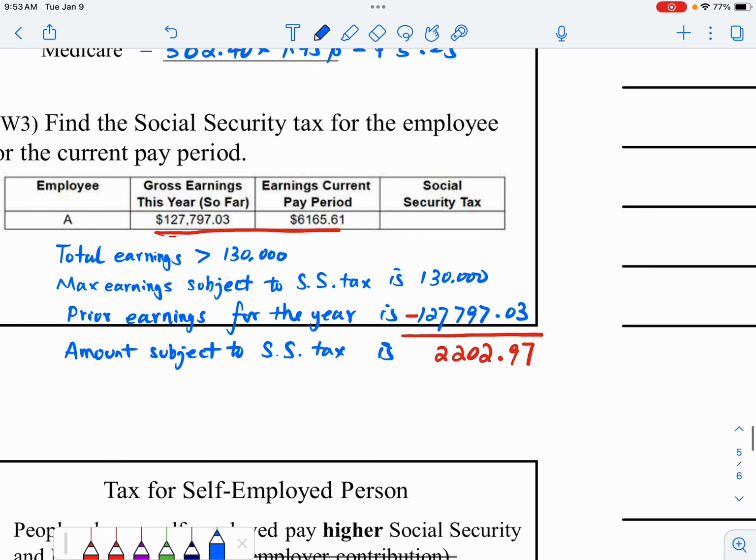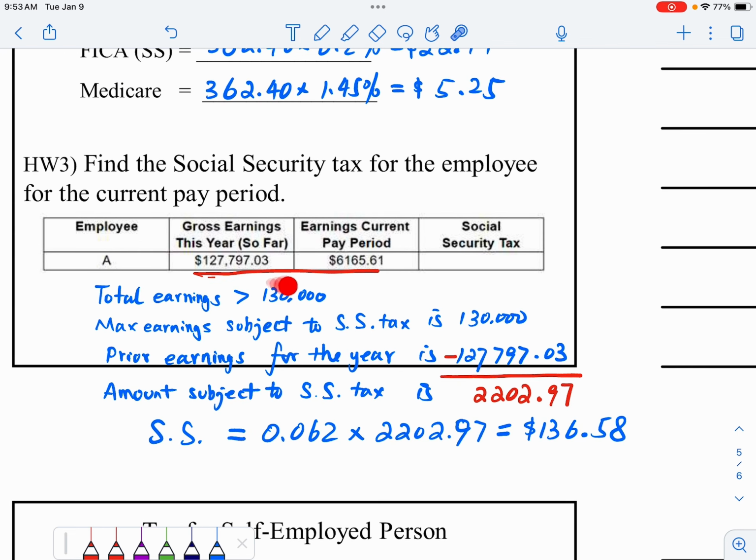Now, therefore, the Social Security tax is going to be equal to 6.2%, which is 0.062, times the amount subject to the FICA tax, $2,202.97. This is equal to $136.58. Right. So be careful when you find out that the total amount is above 130,000. This is something you have to do.